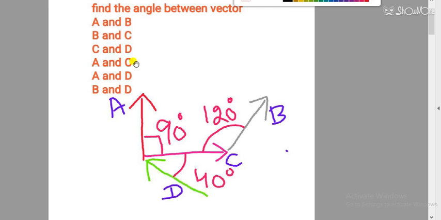Now we are going to find the angle between A and C. Is there any angle between A and C? The tail of C is meeting the tail of A. So this angle is 90 degree. It is given, so no need to shift any vector. So the angle between A and C is 90 degree. I hope it is clear.